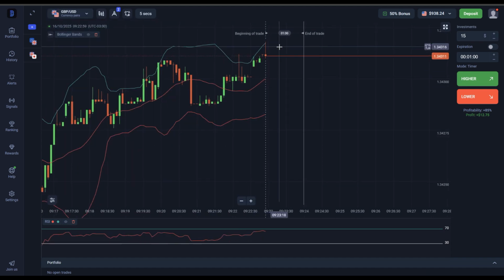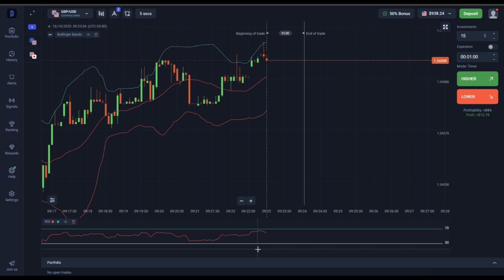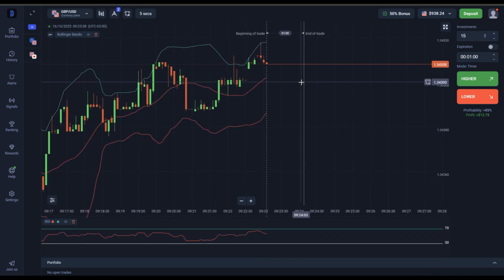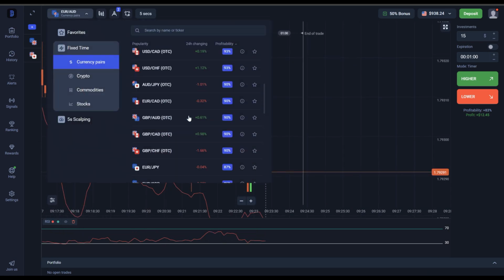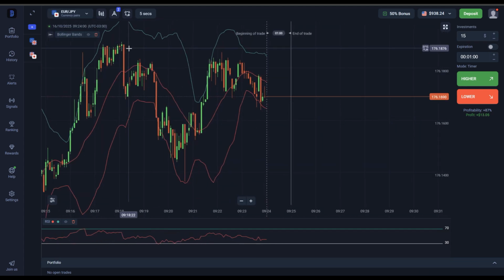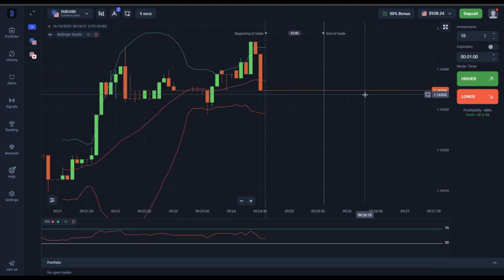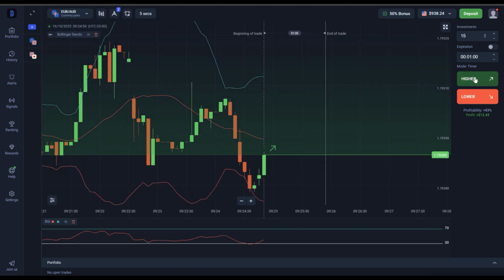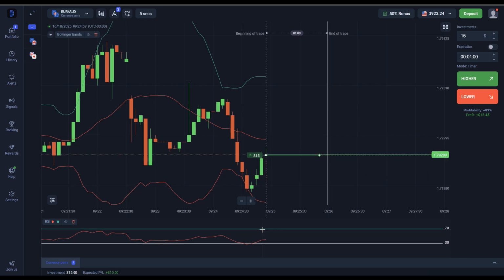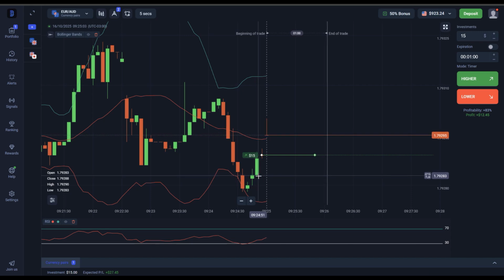The current price touches the upper boundary of the Bollinger Bands, but the RSI indicator has not yet crossed above the 70 level. A signal appeared, but the only thing is I entered very late. I should have entered at the beginning of this candle. Bad, I entered very poorly.